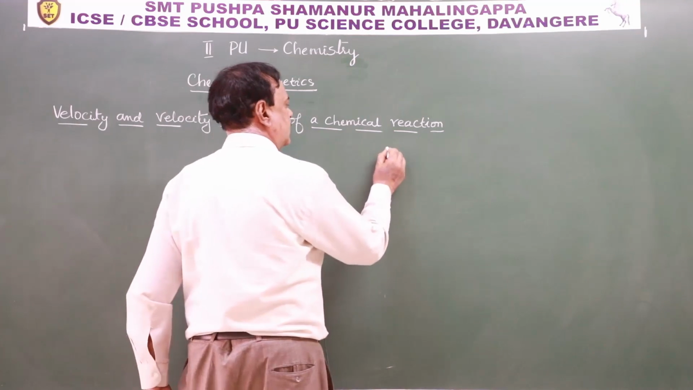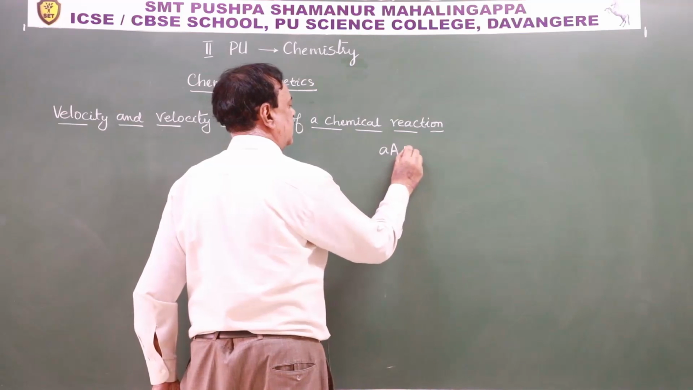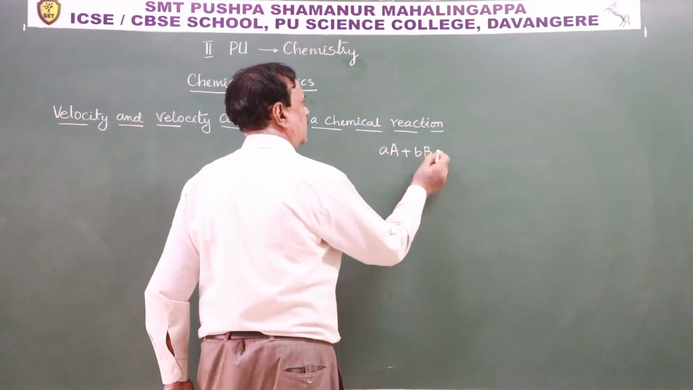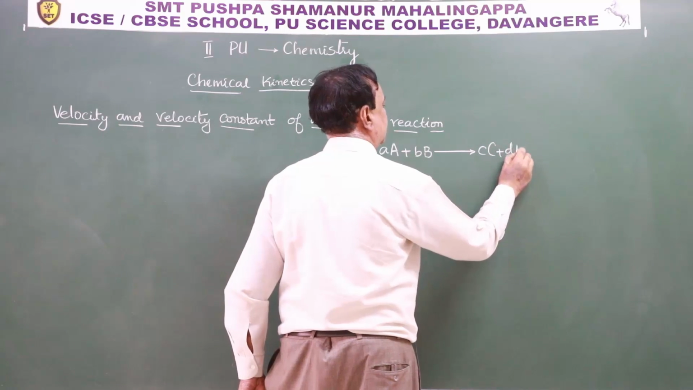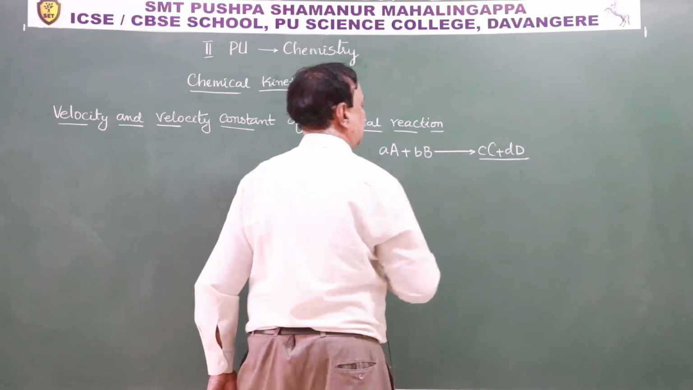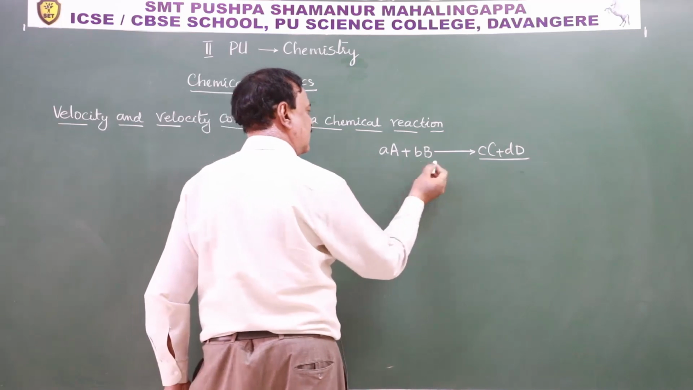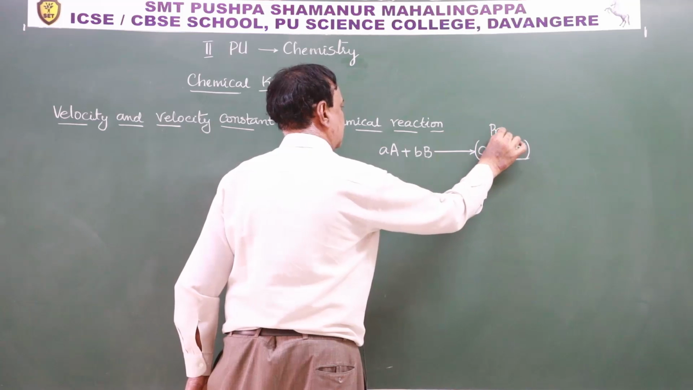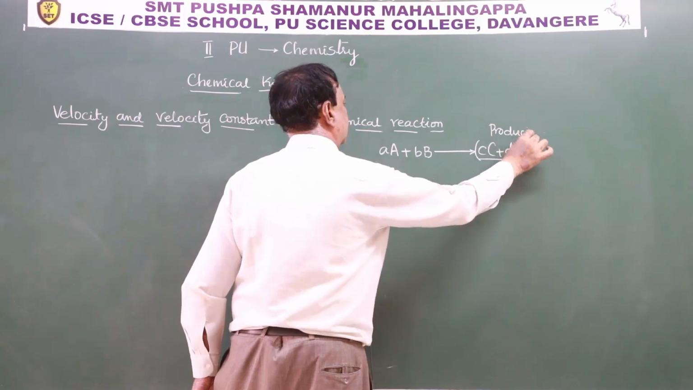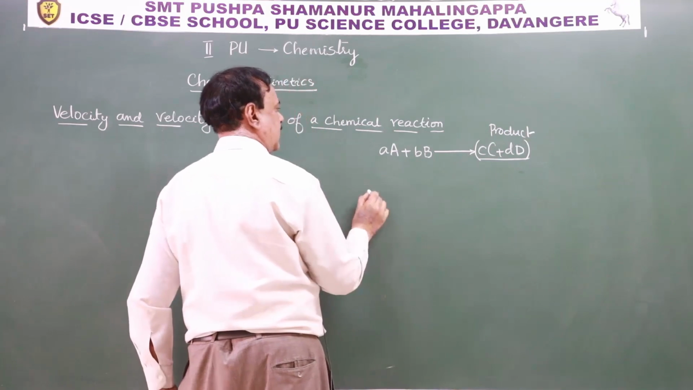Actually, suppose A plus B gives rise to C plus D. We are not bothering about this one. In some cases they may be considered as products. Then how to predict the velocity of a chemical reaction?